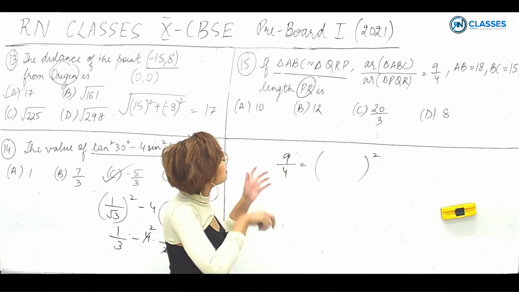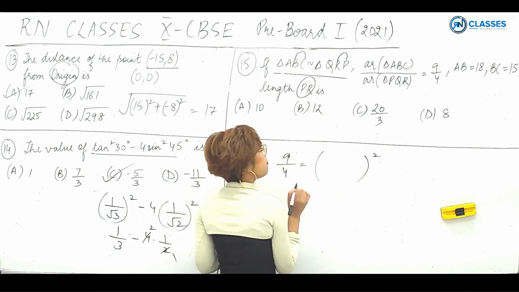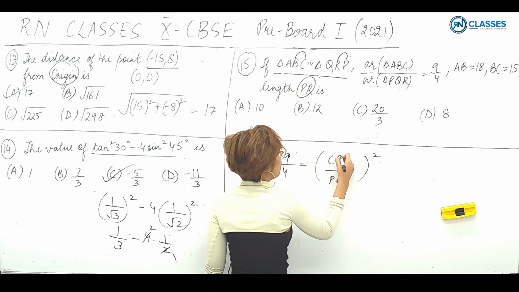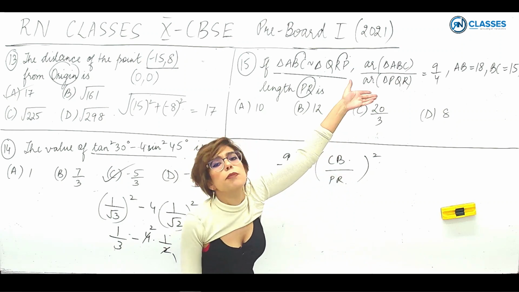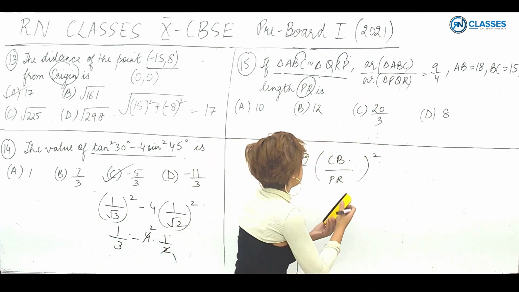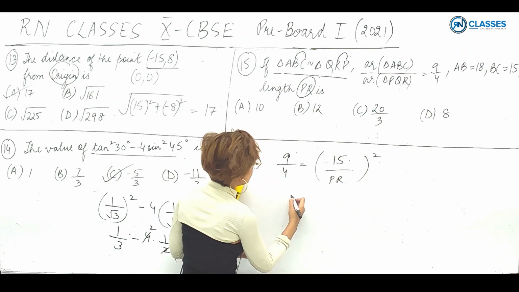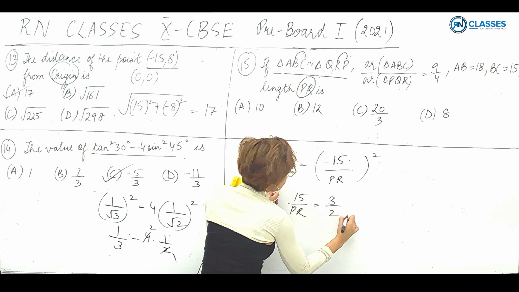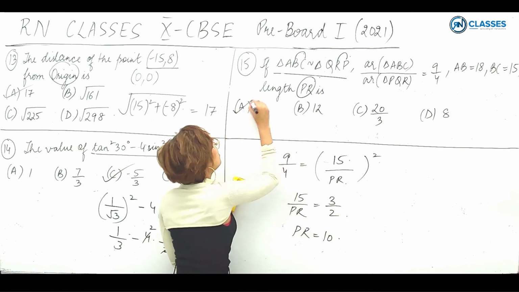Now I need corresponding sides, I need PR, right? Which side corresponds to PR? CB. So I can write PR here and CB here. Do I know this length CB? Oh, BC I know, one and the same thing. So this is 15. Now let's take the square root. I can write 15 by PR is equal to 3 by 2. So that means PR will turn out to be 10, which is option A.